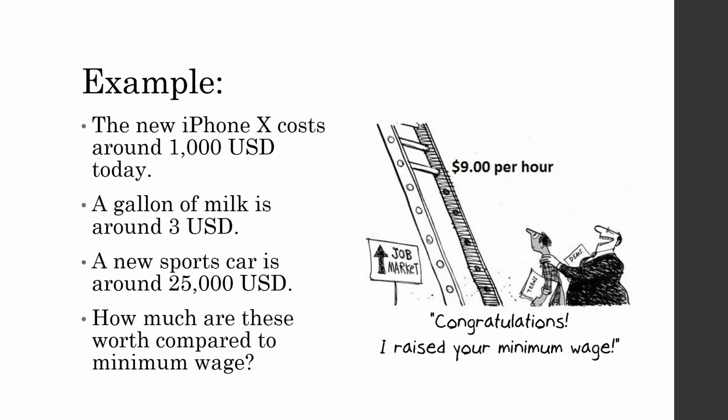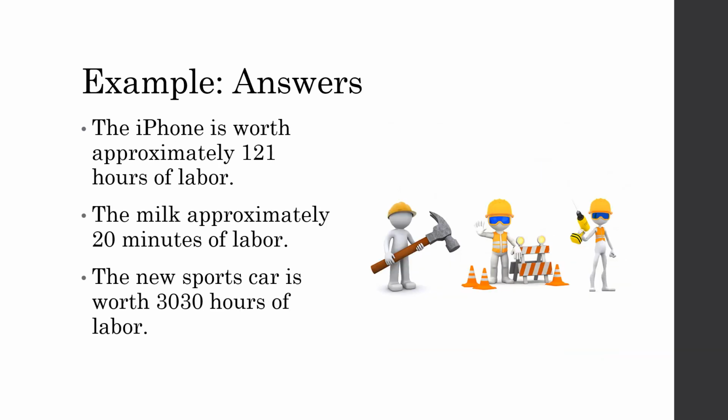$25,000. Now, with that being said, how much are these worth compared to minimum wage? Well, you already did a worksheet on this, your value of a dollar worksheet, so you would already know what you need to do. You would divide it by minimum wage. Then you would find out that the iPhone is worth approximately 121 hours of labor. The milk is worth approximately 20 minutes. And the new sports car would be about 3,030 hours of labor.